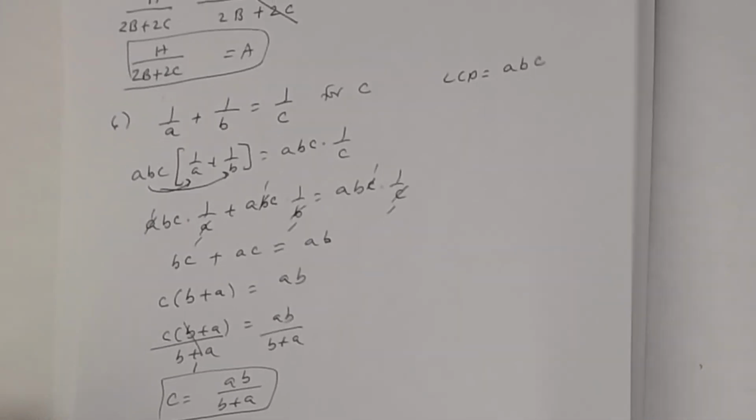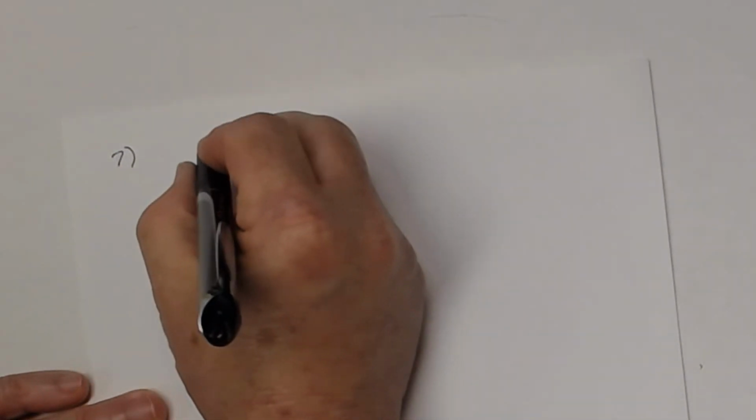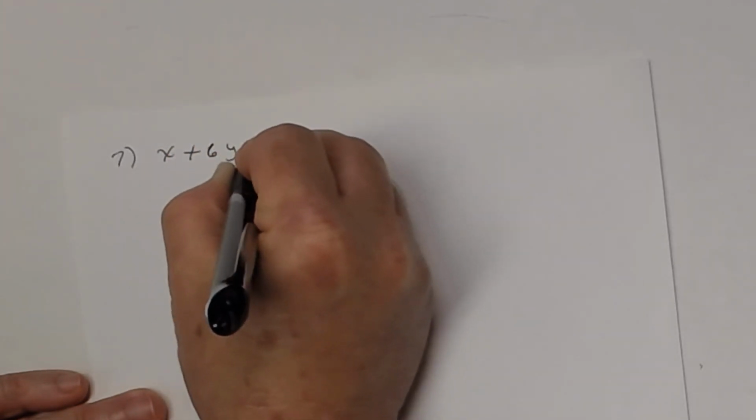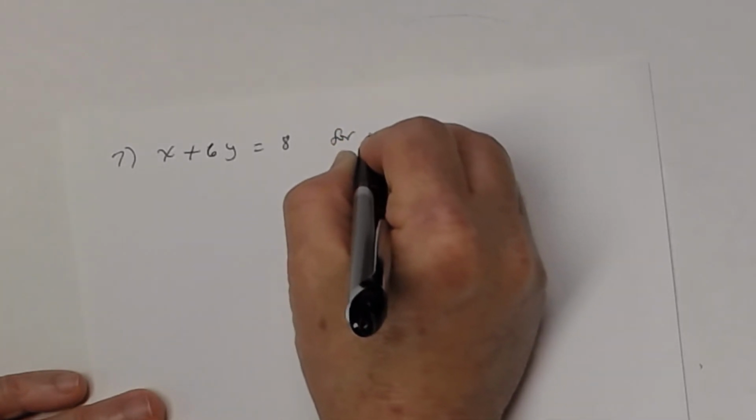Number 6. All right, let's look at number 7. Number 7, I have x plus 6y equals 8, and you want to solve for y.